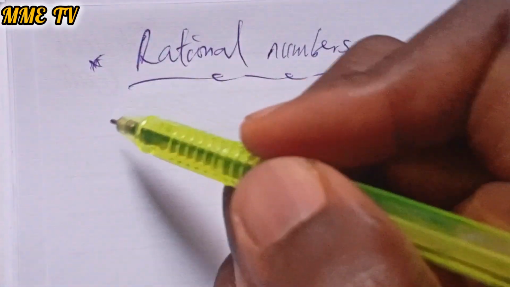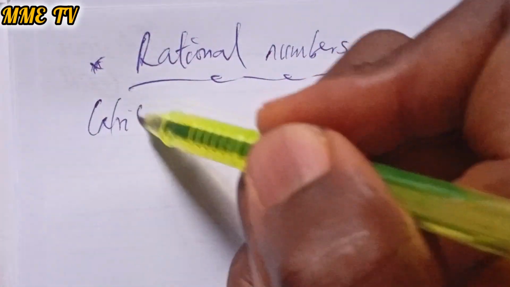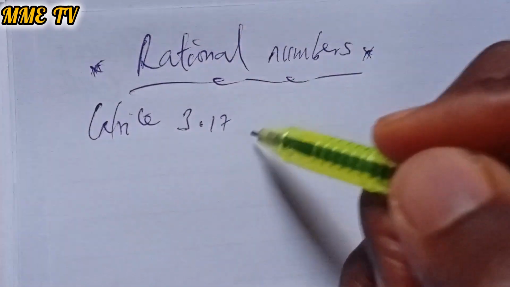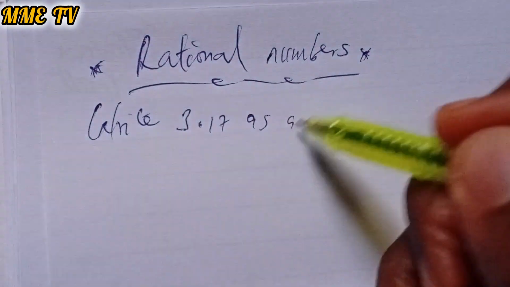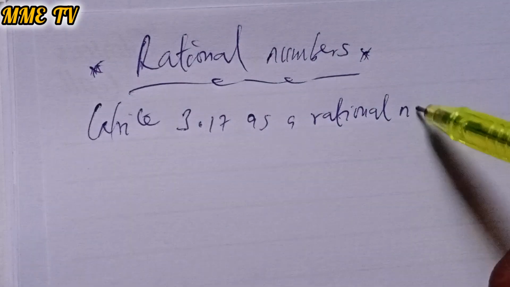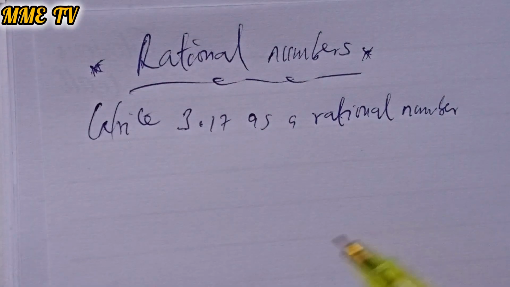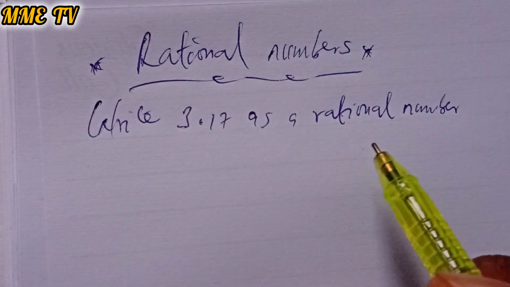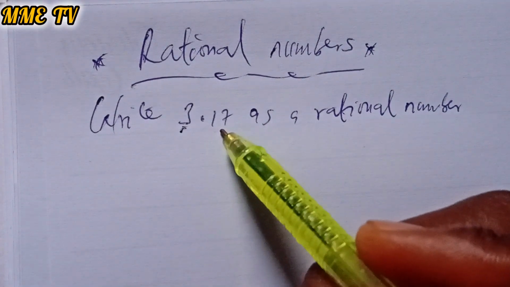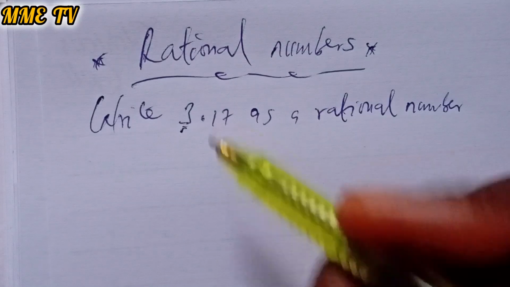Assuming that you are given a question, let's say that you are asked to write 3.17 as a rational number. Write 3.17 as a rational number. Remember that this is a decimal number, these are fractions, right?